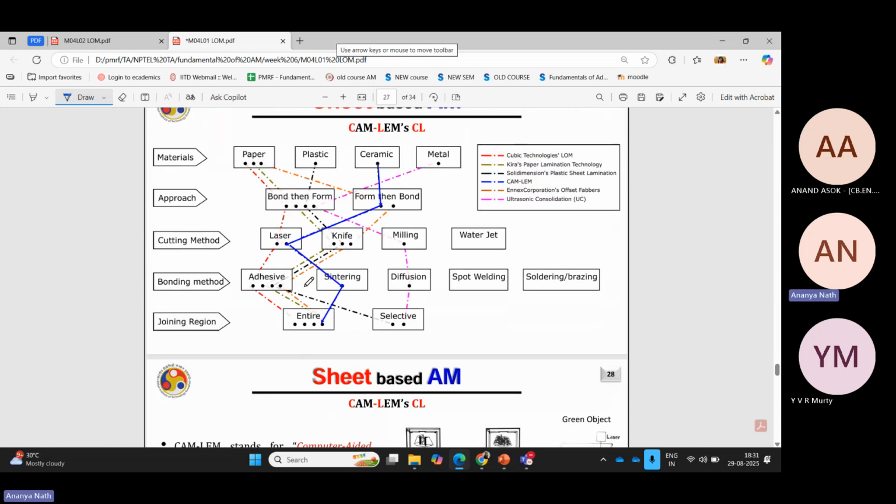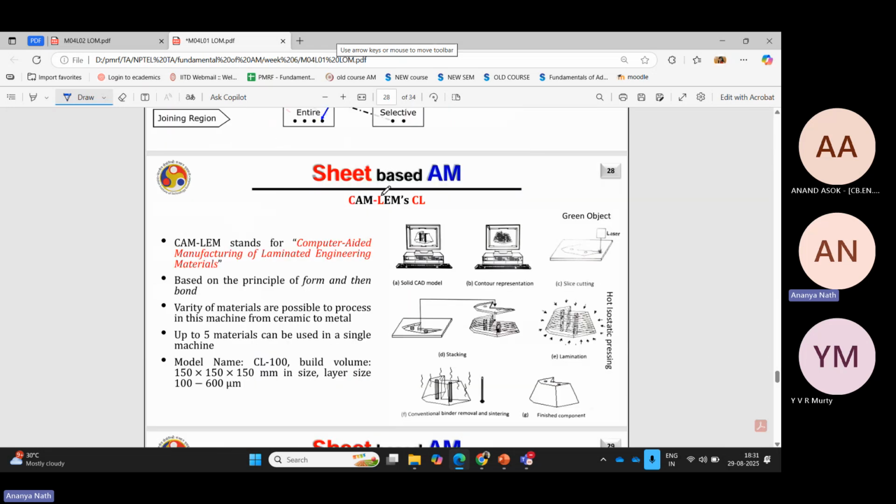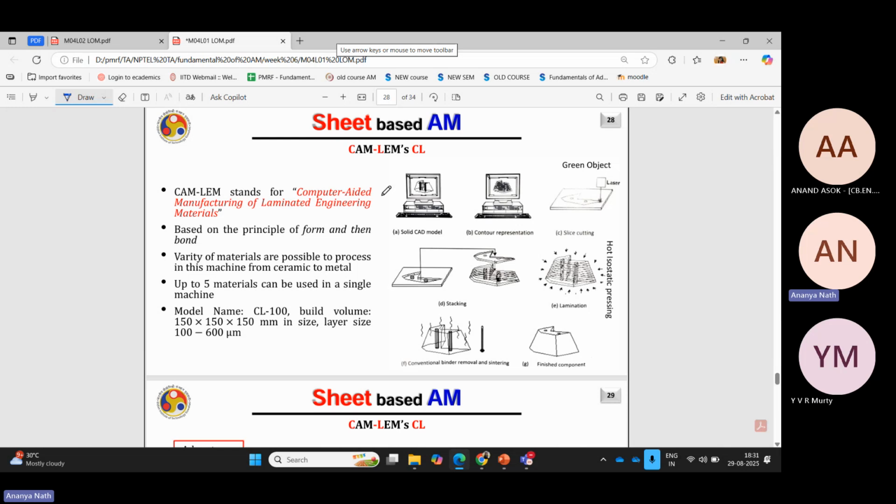Then comes our next technology where you can use ceramic. Let me tell you, these are not very common technologies to be used for sheet lamination because here you are using ceramics, which are already costly. Then you are using a laser also, which is also costly, to cut. And then you are using sintering. Sintering also will take another part in the machine, and then you join the entire region. So cutting is also one problem.